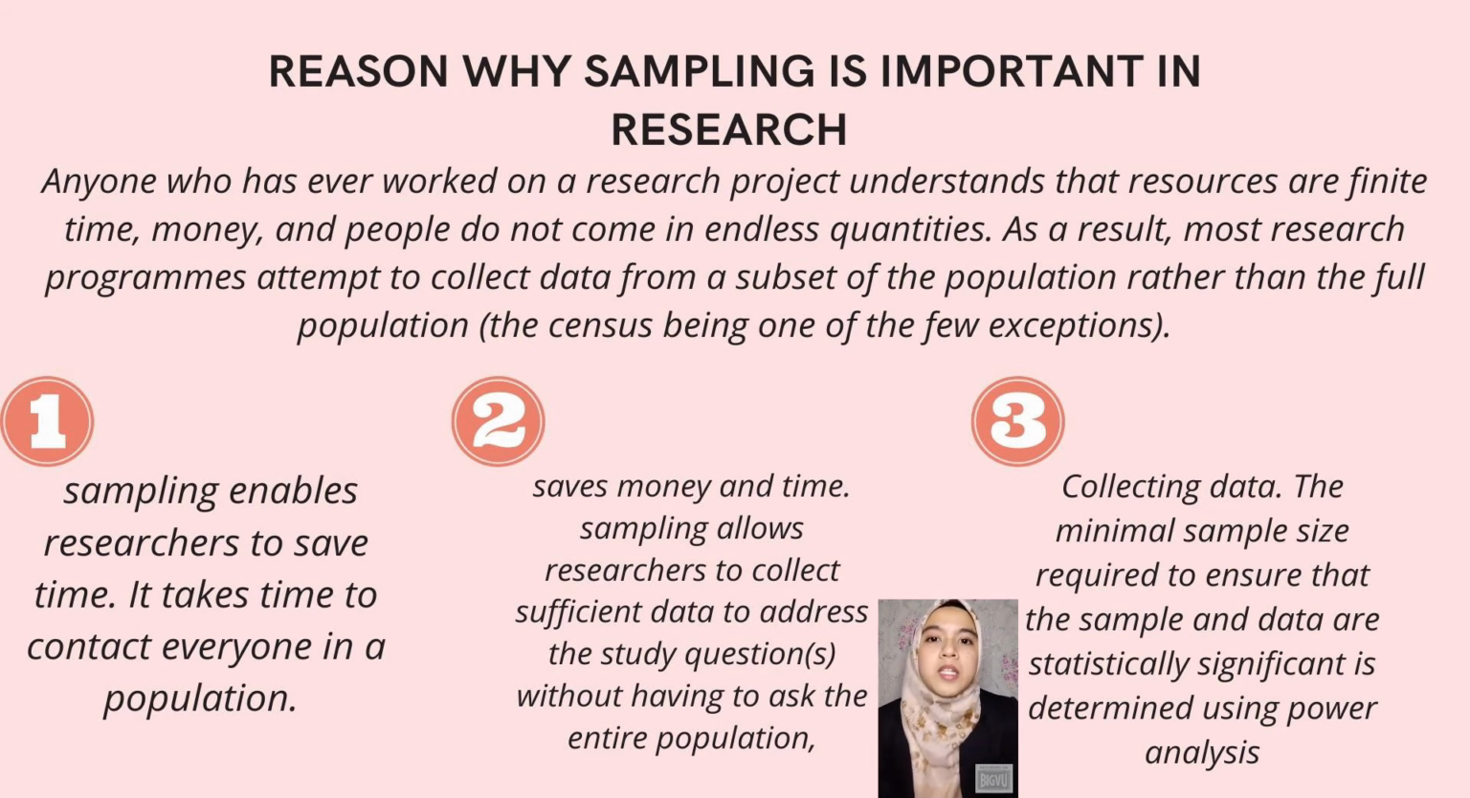So the first one is that sampling enables researchers to save time. It takes time to contact everyone in a population, and undoubtedly some people will not be reached on the first attempt, necessitating further follow-up time on the part of researchers. Random sampling takes substantially less time than surveying the entire population. Non-random sampling is nearly always quicker than random sampling. As a result, sampling saves time for researchers.